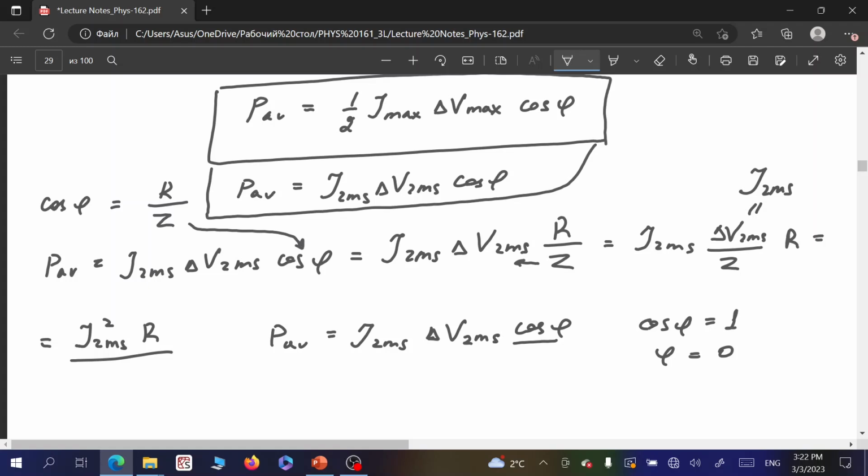So then there's no phase shift, and we know that there's no phase shift only in the case when AC current flows through an active resistor. If there is a phase shift, then we will get limited opportunities to deliver electric power to the AC electric circuit according to this equation, because here we have this power factor.